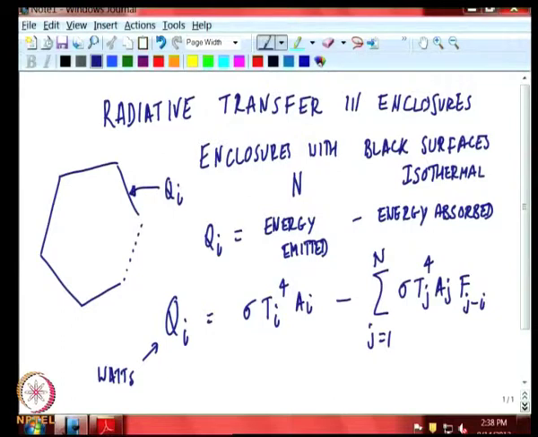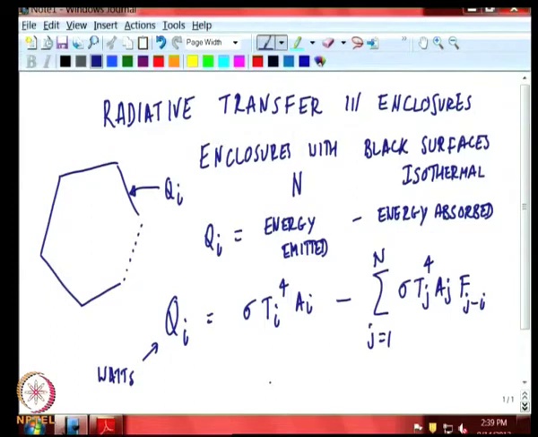So, here is the expression which relates the heat to be added to the enclosure. If the amount of radiation emitted by the surface A I is larger than the amount which is absorbed, you have to add heat to the surface to keep it isothermal and steady state, and that heat is Q I. So, if the energy emitted is more than energy absorbed, you have to add heat to it, that is Q I is positive. On the other hand, if the energy emitted is less than energy absorbed and you remove heat, then Q I is negative. So, that is the result we have.